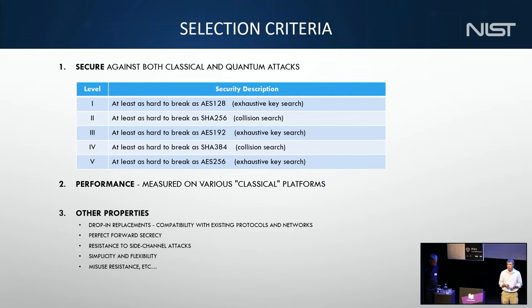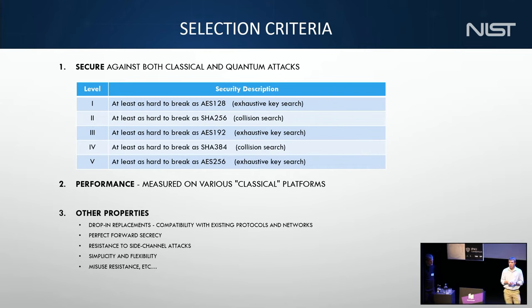So for example, if submitters put in a parameter set at category 1, that meant to break those parameters, it should be about as hard as to break AES 128 using the same amount of or similar resources. We define categories 1 through 5. We think categories 1, 2, and 3 should be enough for several decades, but we have all the way up to category 5 for applications which need a lot of security.